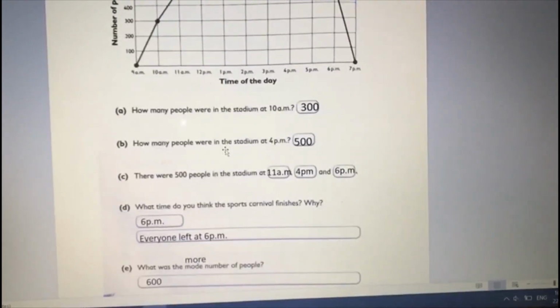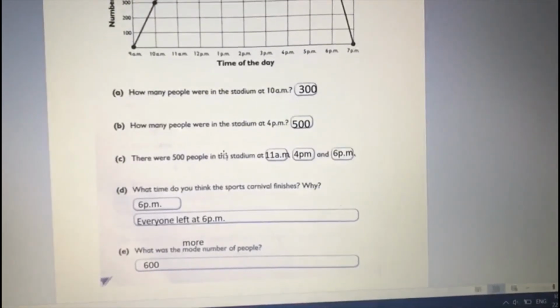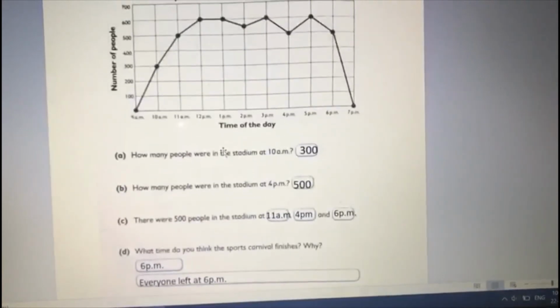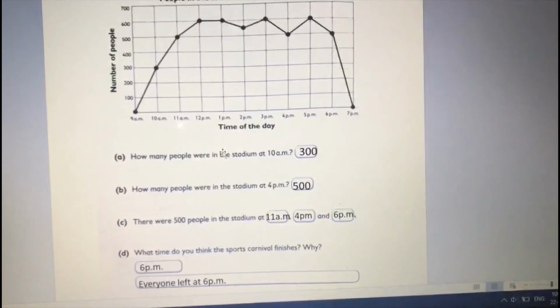Now the last question. What was the mode number of people? Listen here properly. Mode means more. So how many more people were there? You can see all these dots are more. That means how many people are there? 600. So keep in your mind, mode means more. So here 600 people were there.